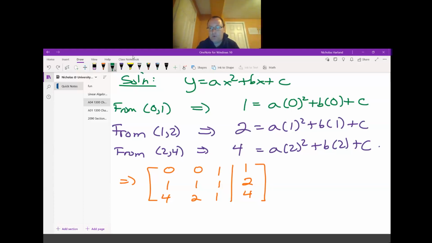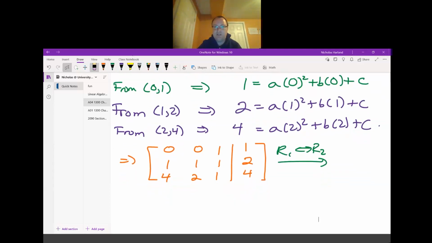We could switch row 1 with row 2. I think that's probably the easiest way. Someone suggested taking row 1 and adding row 2. That also works. So there are many different row operations that allow us to turn this 0 into a 1. I'm going to swap row 1 with row 2, but don't take that to mean that the other ways people have been suggesting don't also work. So 1, 1, 1, 2, 0, 0, 1, 1, 4, 2, 1, 4.